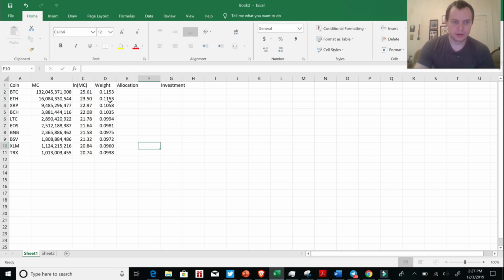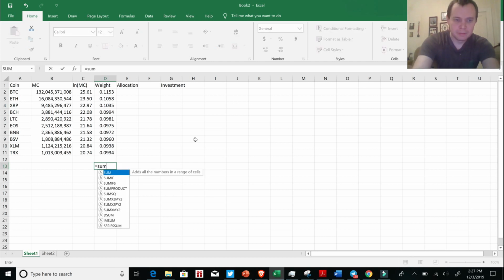So this is still not right because I need to fix here. Okay, so here we have the weights by market cap, or by the logarithmic of the market cap. We need to make sure that this adds to 1, so we're going to sum it up.